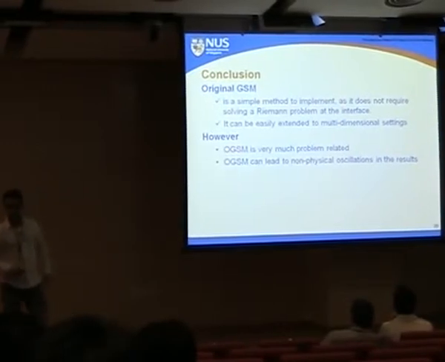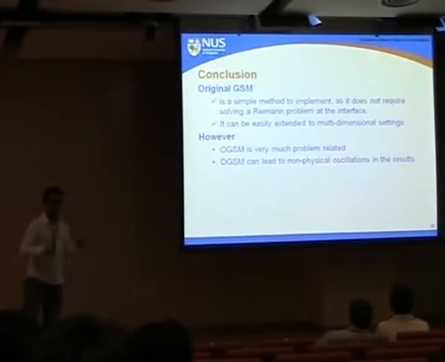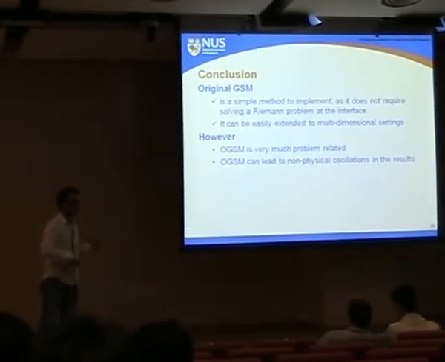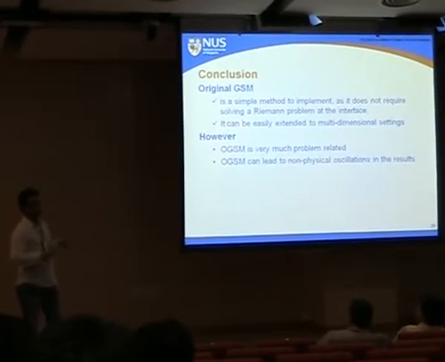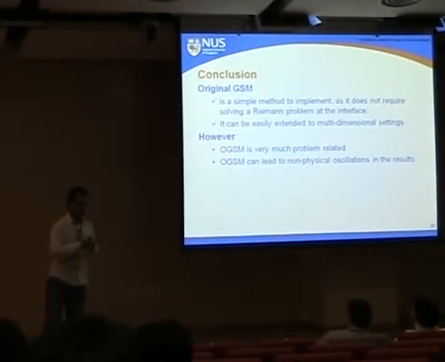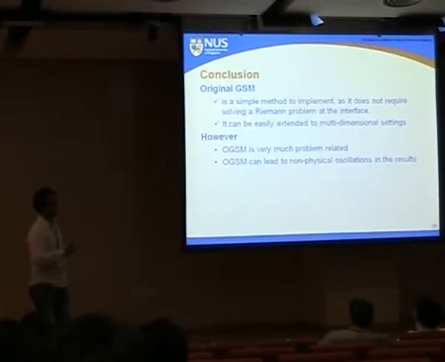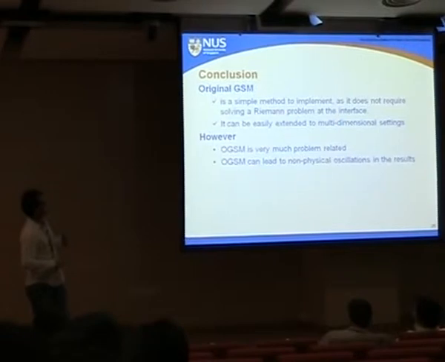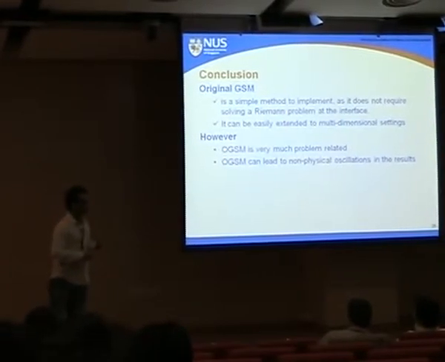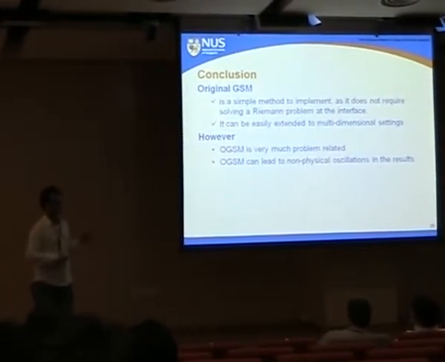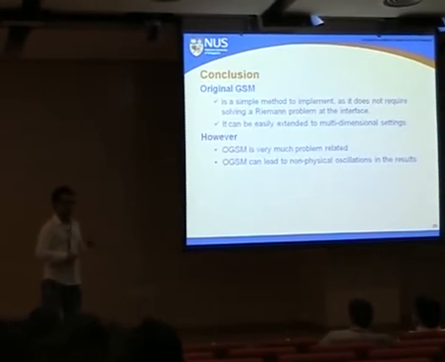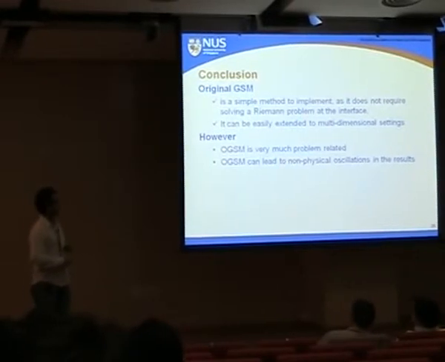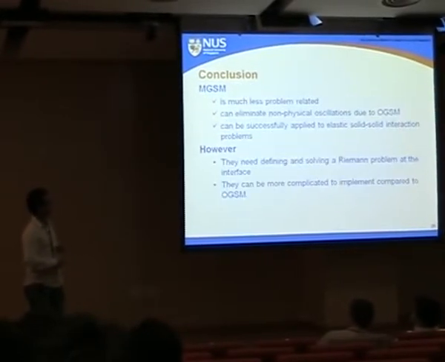So the conclusion is that the original ghost solid method is very simple. You just copy from the real nodes to the ghost nodes. You don't need to solve any problem for the interface to find the interfacial values. And it can be easily extended to multidimensional cases. But the problem is that it's very much problem related. For this critical case, it was shown that it can blow up and the results are totally unreliable. And it can lead to non-physical oscillations.